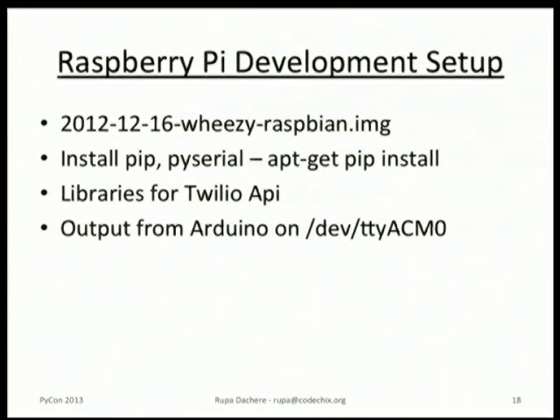This is what I needed to do to get my Raspberry Pi dev setup. I went to the December 16th Wheezy Raspbian image, and I used my SD card to install it. I needed a few libraries to get the Twilio APIs to work. Principally, I needed to get pip and PySerial. And the other thing I needed to know is where my Arduino output was going to show up, and it shows up in /dev/ttyACM0.